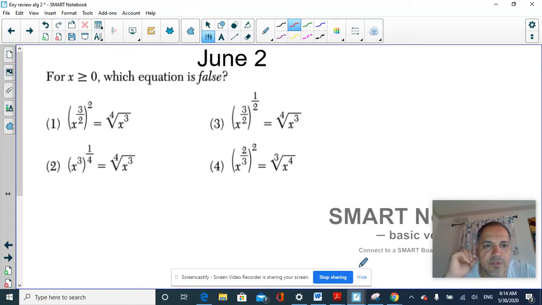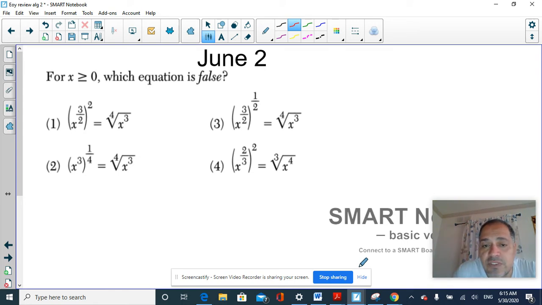Good morning, everyone. Today we are going to cover some questions as a review for the end of year assessment. And the first question in front of us: which equation is false? So we are going to select which one is wrong, which is not correct. If you remember, we covered before the relation between radicals and rational powers, or rational exponents.